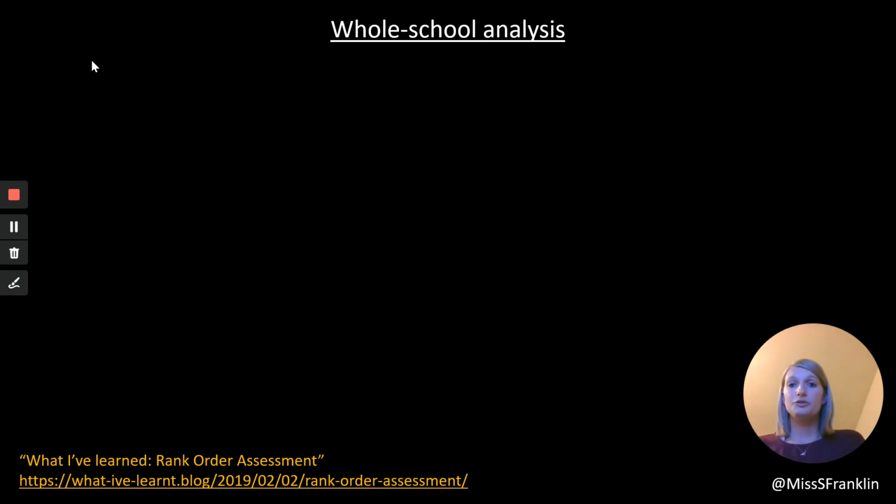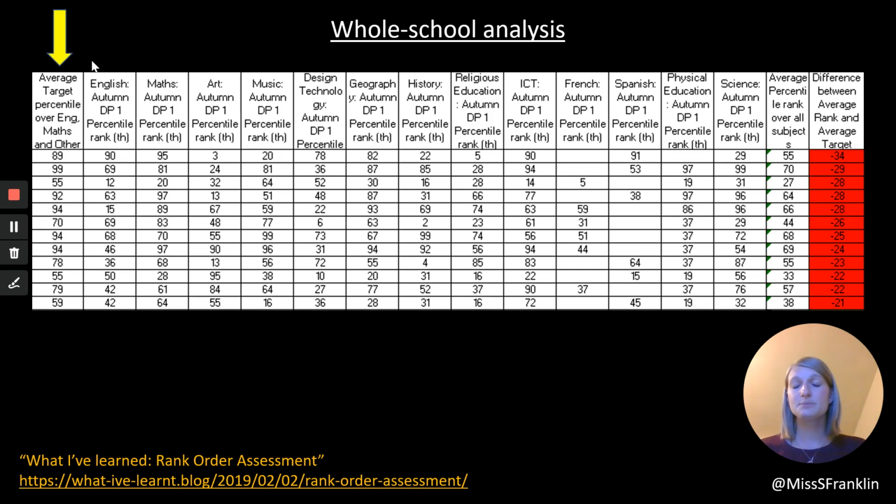This then can be used for whole school analysis by really applying the same strategy, but combining all of their percentiles and working out an average. So work out their average target percentile across English, maths, other, and then we have all of their scores, and then we look at the average percentile rank across all subjects, and then the residual difference again.